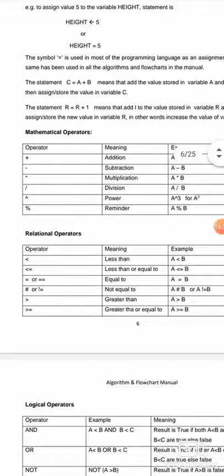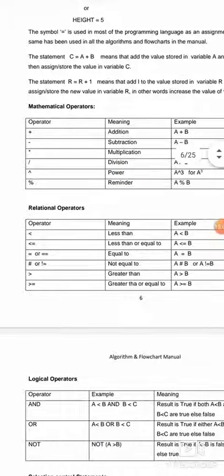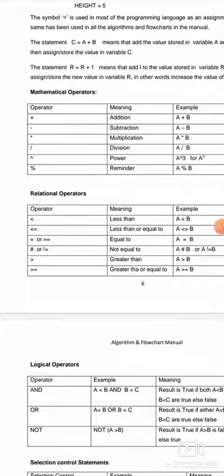Next, relational operators. Relation means how one variable is related to another, that is, the linking of one variable with the other variable. For example, less than: whenever you see a less than b, imagine there are two defined variables. a less than b means a is smaller than b, or you can say b is more than a. And less than or equals to, we have to write like this.